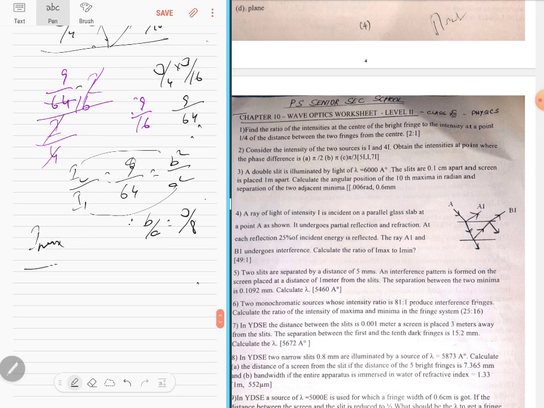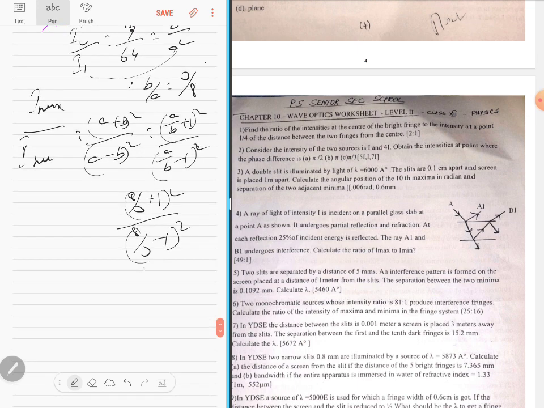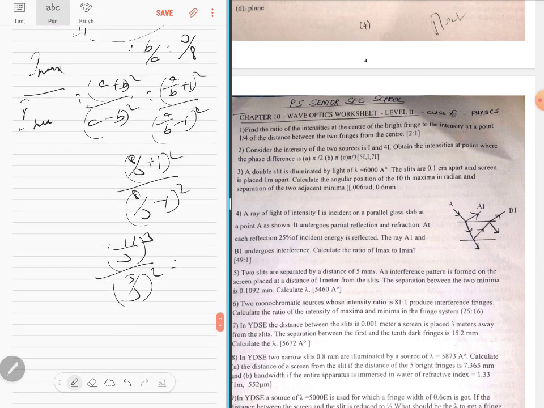So the I max by I minimum formula is A plus B the whole square by A minus B the whole square, as you should take B square out. So A by B plus 1 the whole square by A by B minus 1 the whole square. But what is given is B by A. So what you do is you write 8 by 3 plus 1 the whole square by 8 by 3 minus 1 the whole square. It is 11 by 3 the whole square by 5 by 3 the whole square, which is 121 by 25 is what I get.